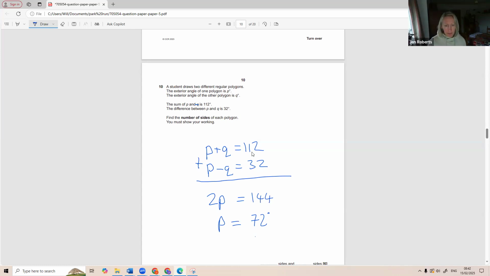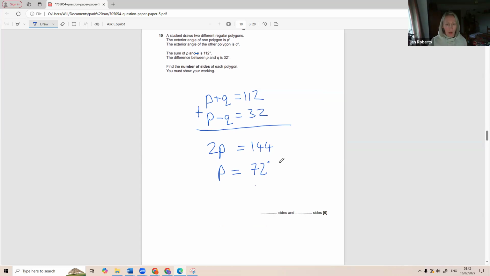Right, now we've got our P. We need to get our Q. It's up to you which equation you use. I'm going to say 72, and I'm just going to work this out in my head because it's quite obvious. 72 minus Q is 32. So Q's got to equal 40, right? Because 72 minus 40 is 32. Not finished yet. We've just found our P and our Q.